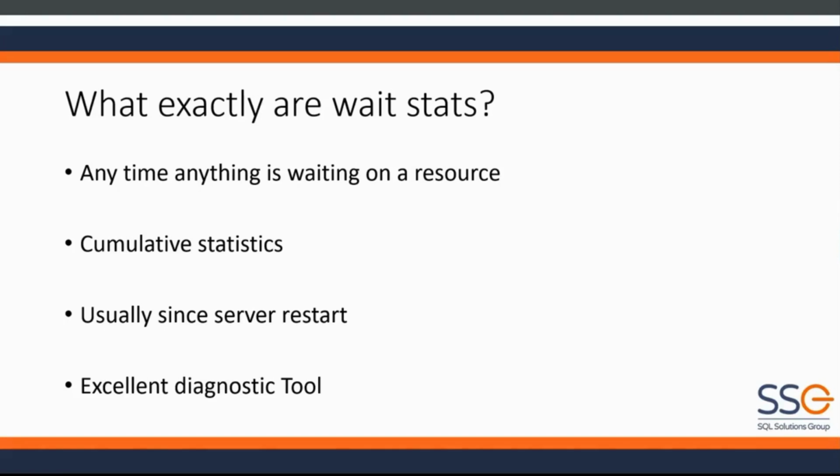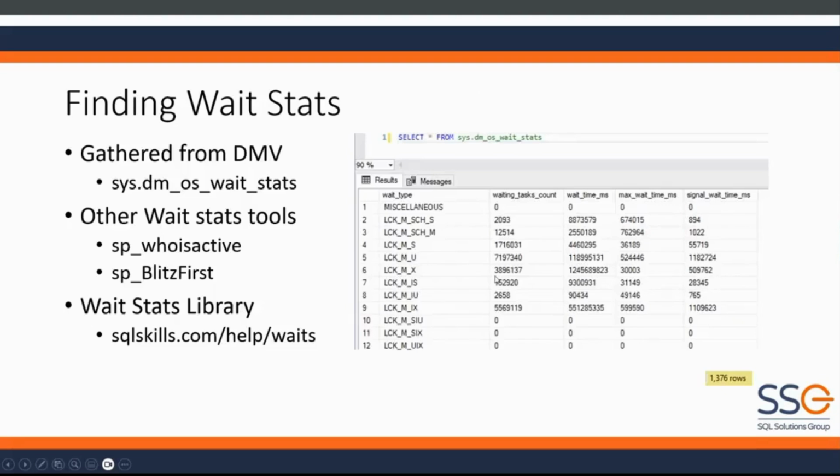So just a couple of things to remember. They are cumulative. They are usually in seconds, depending on what you're looking at, or milliseconds. But they're cumulative since the last time the DMVs were cleared, which is usually the last server restart. There are a couple of other things that can do it, but usually it's since your last restart. And we can use them to diagnose quite a lot of things within a SQL Server. So let's go through and have a look at some things.